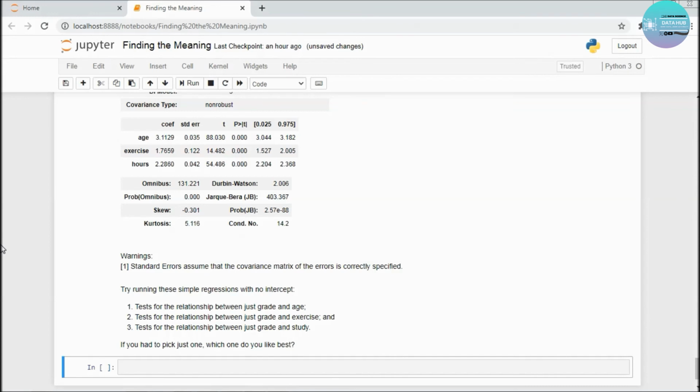Number 1, tests for the relationships between just grade and age. Second, tests for the relationships between just grade and exercise. And the last one, tests for the relationship between just grade and study. If you had to pick just one, which one do you like the best?